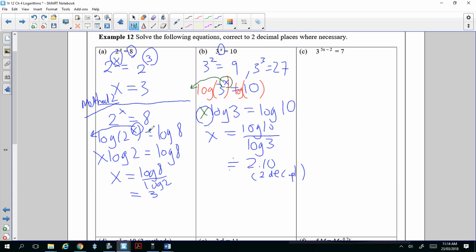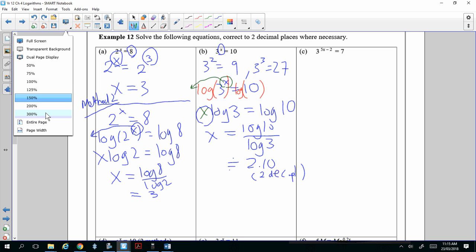Right, how about you try the next one? The next one is a little bit harder, but it's the same process. You log both sides. Whenever you try to find a power, log both sides. So try that. Okay, have a try. I'll come around to have a look.